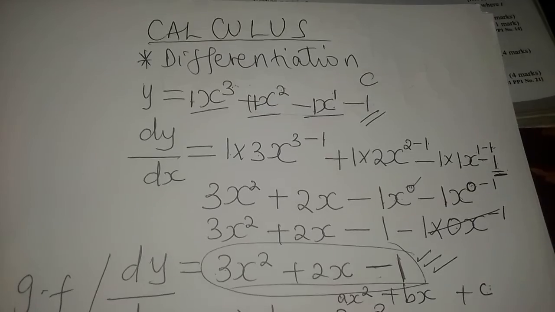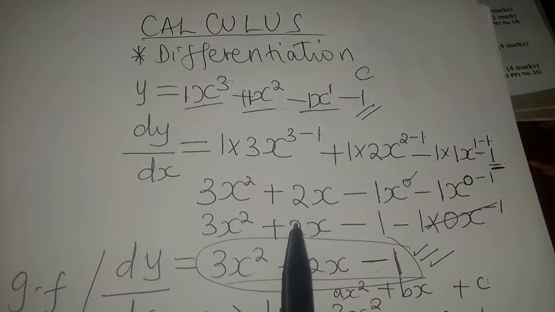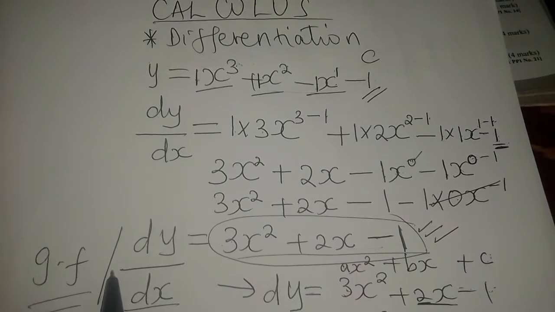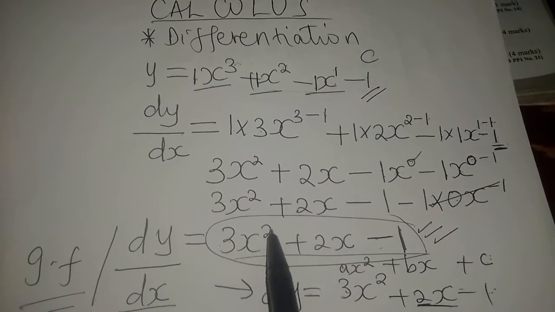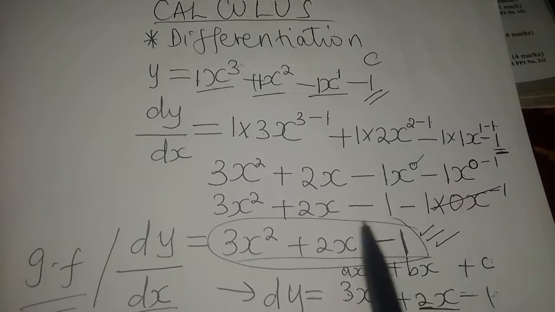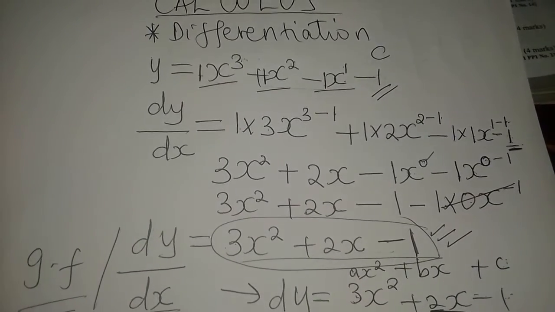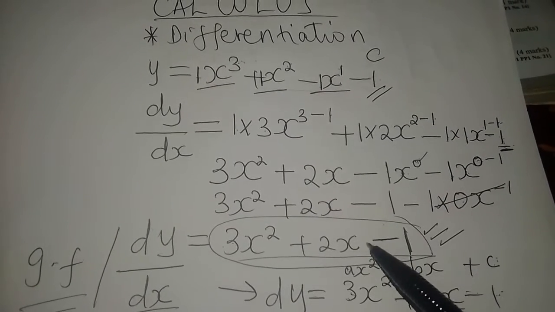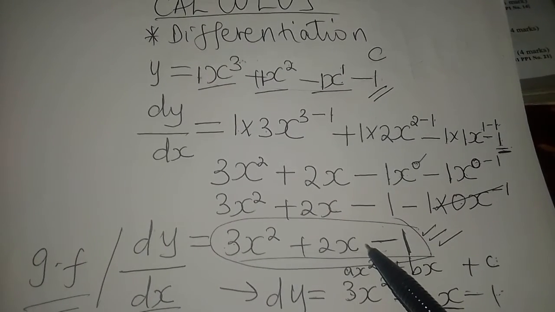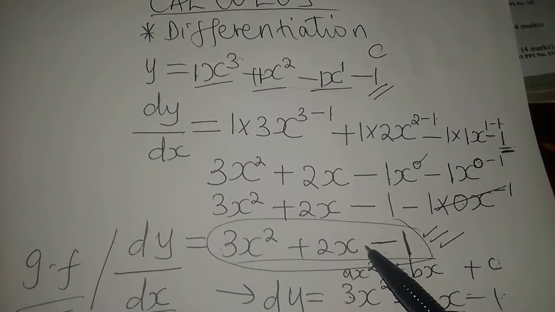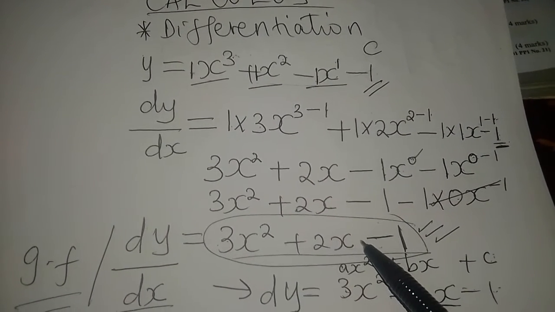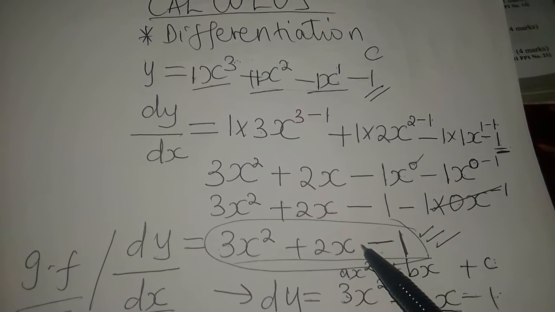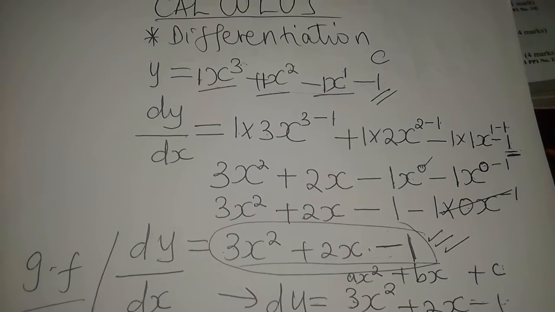You have been given this, and I've shown you how you're supposed to get the dy/dx, or the gradient function. So you have the equation as 3x squared plus 2x minus 1. This becomes our gradient function, or the dy/dx. Procedurally, I've shown you what to do. From this point, I want to show you how to arrive at the turning points of a curve, or the stationary points of the curve, and see how we can show the nature of the stationary points.